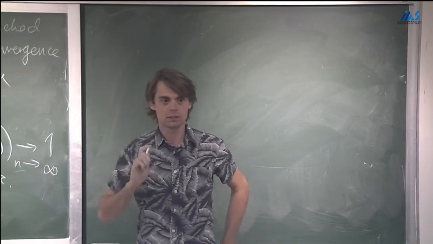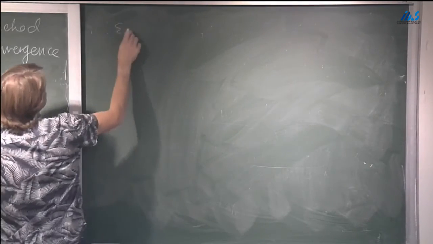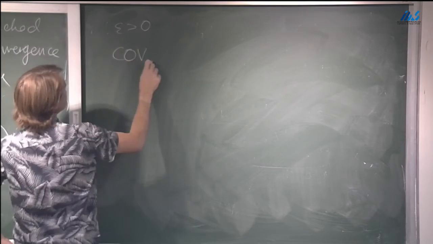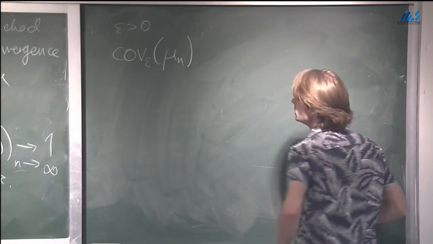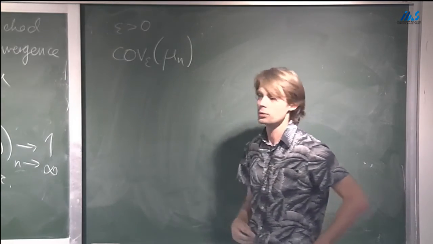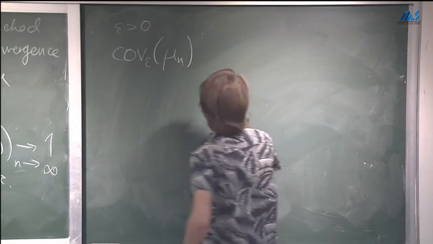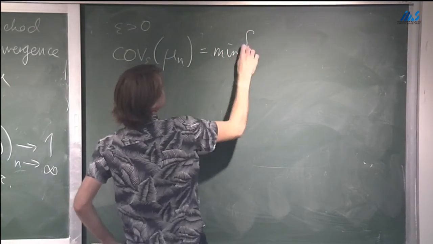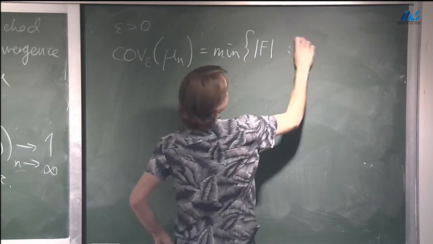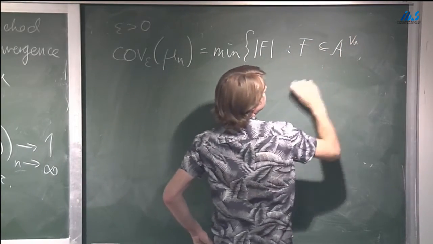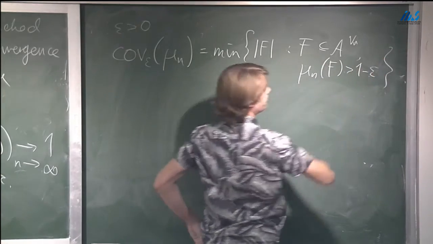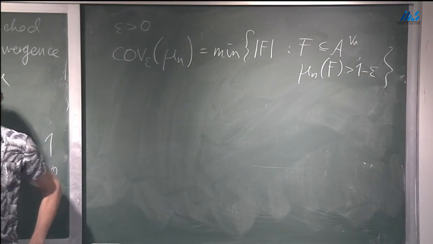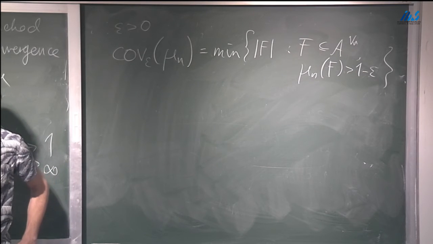Okay, so let me give you a couple definitions that reflect that. So first, for epsilon positive, I'm going to write curve epsilon of μn for the least number of points you need to cover more than 1 minus epsilon of the measure. So it's the effective size of the support of μn, where you allow yourself to throw epsilon of it away.